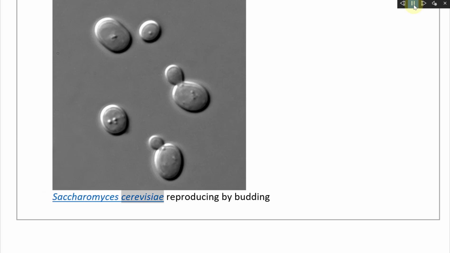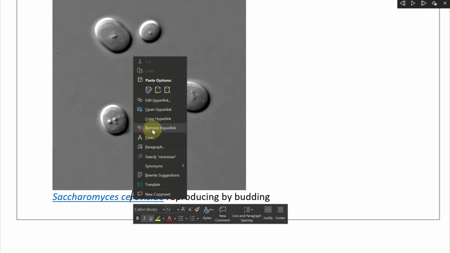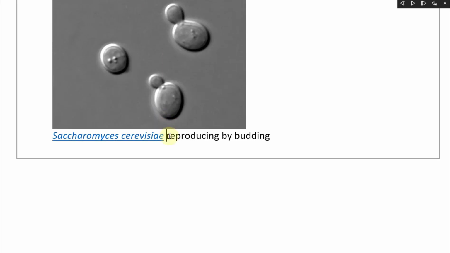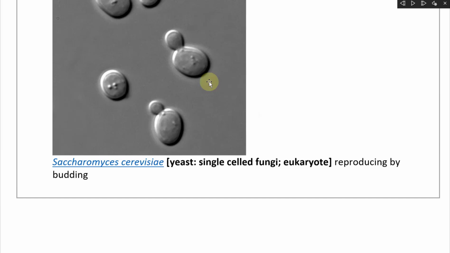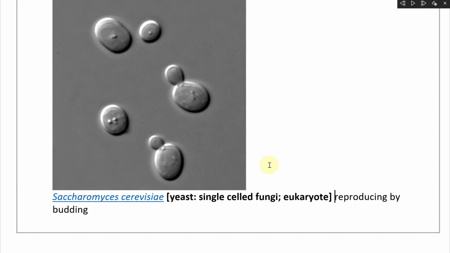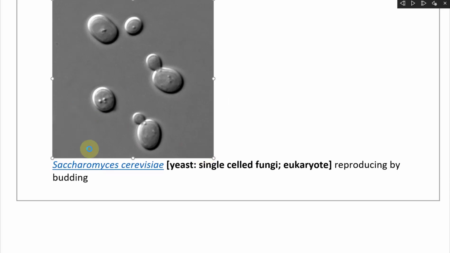Saccharomyces cerevisiae, reproducing by budding. Let's just take a quick look at it. This is a type of yeast, a type of fungus, and it's a eukaryote, so it has a cell nucleus there. Here I just quickly added this. It's a yeast, a single-celled fungus of the fungus kingdom, and it's a eukaryote reproducing by budding, single-celled with a nucleus.